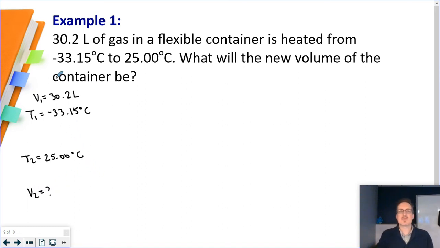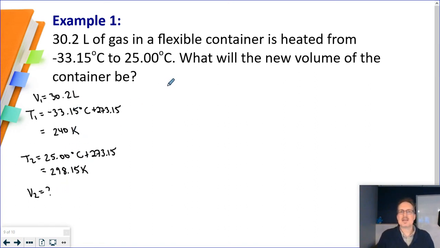Now, the first thing we're going to do, and why I always do all this work on the left, is this is where we're going to change units. We are not happy with degrees Celsius. This formula needs to be in kelvins. So we're going to add 273.15 to each of these temperatures. So T1, when we add 273.15, is going to be 240 kelvins. And T2, when we add 273.15, is going to be 298.15 kelvins. This is where I want to do the conversion of units. So now we're happy. Kelvins, kelvins, liters, my answer is going to come out in liters.